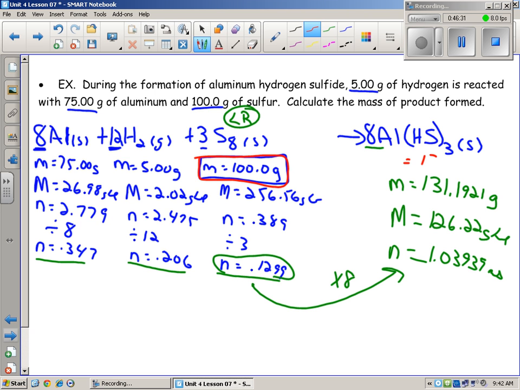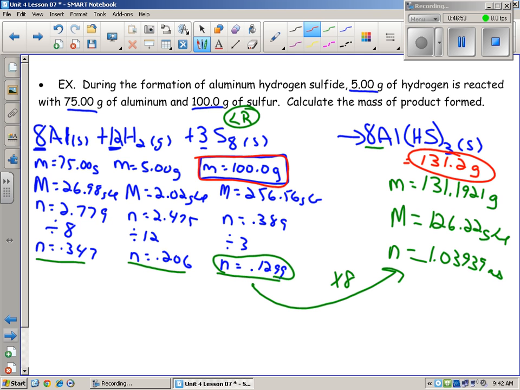So let's write down 131.2 grams in this case, okay? Most of the time when you get the questions, they're all going to have the same number of significant digits, so you don't really have to worry about that too much. But if there are different ones, you go with the limiting reactant one, because remember, it all comes down to limiting reactant.